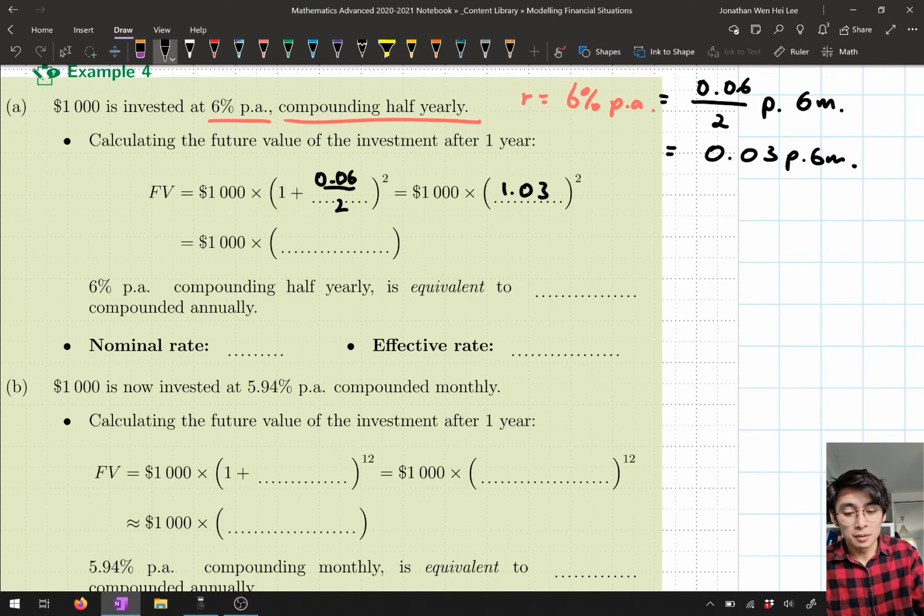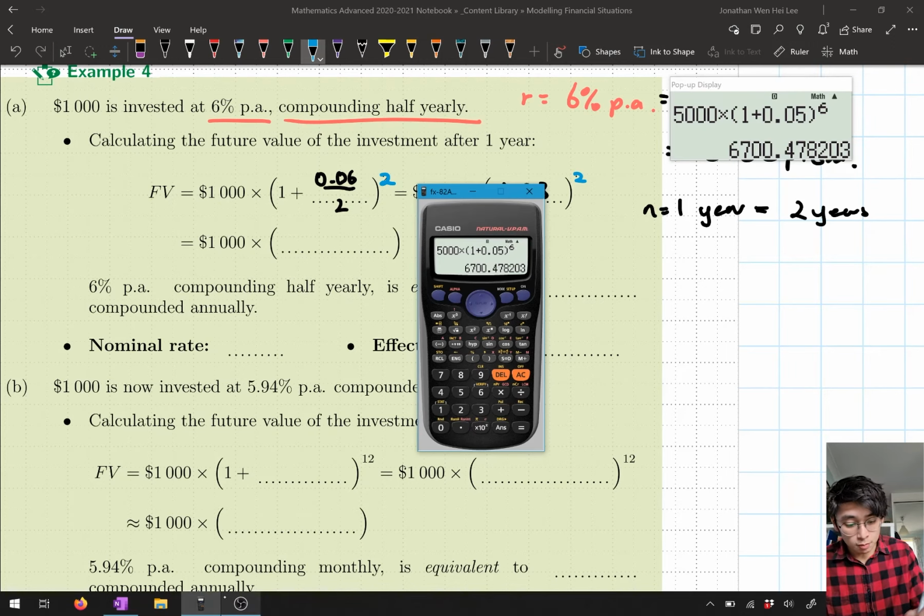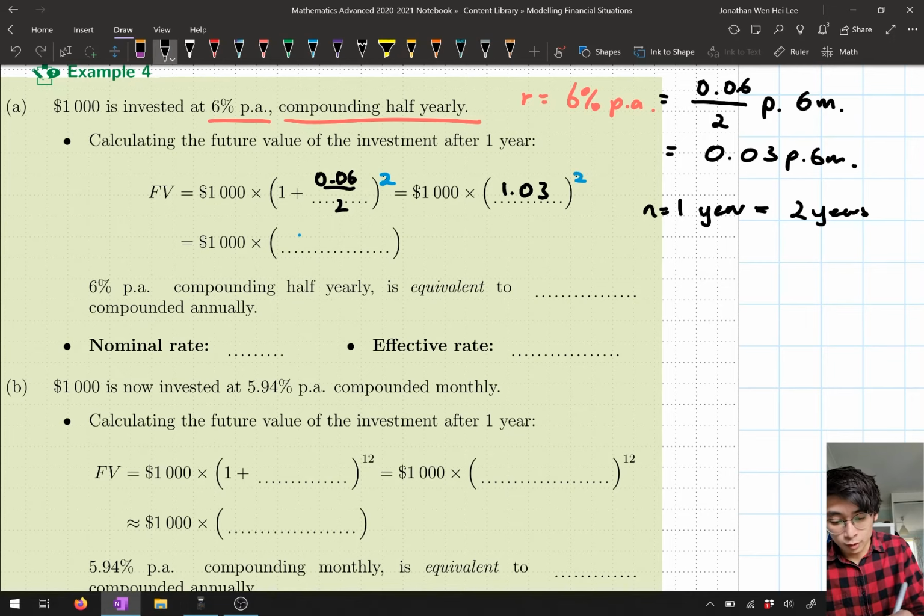The other thing was, we want to figure out how many periods. After 1 year, how many half years is that? That's just 2 half years. So that's why here, instead of having it to the power 1, it's actually power 2. If I calculate this, 1.03 to the power 2 is going to be 1.0609.